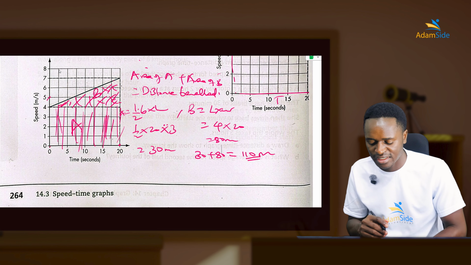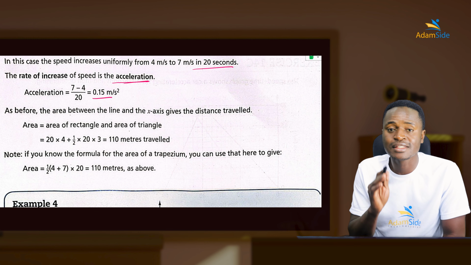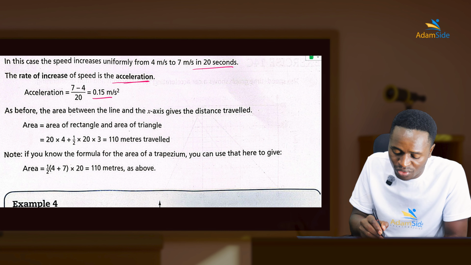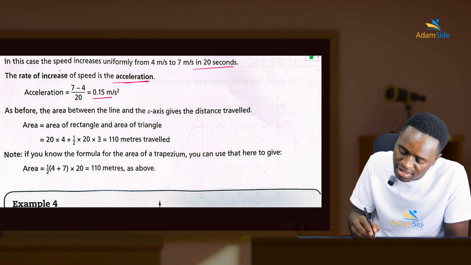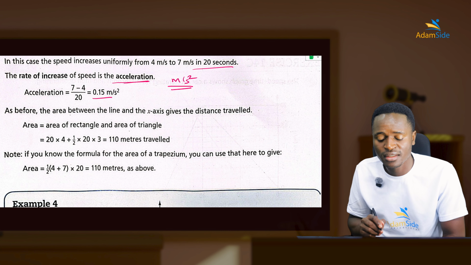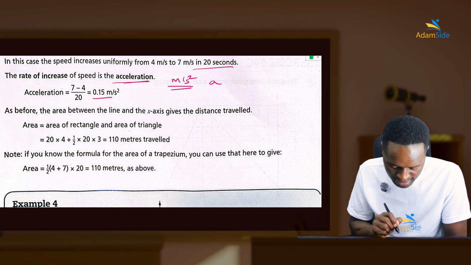Seconds cancelled. Correct. Now we know that the rate of increase of speed is the acceleration, the rate at which speed changes per given time. That's the definition. You get acceleration, and the unit is always meters per second squared, that's m/s². This is for acceleration. Don't forget that.